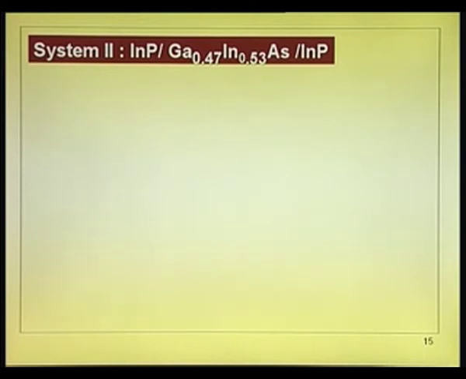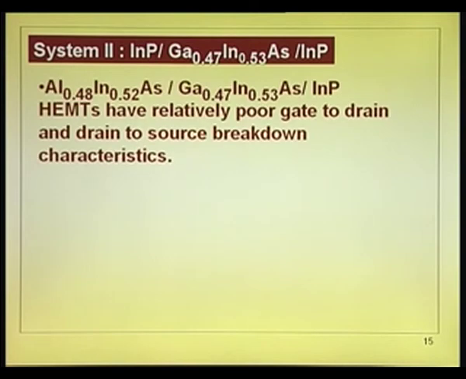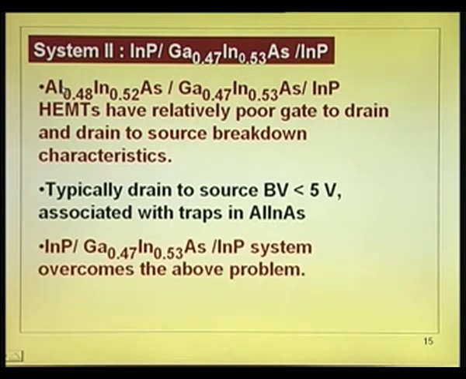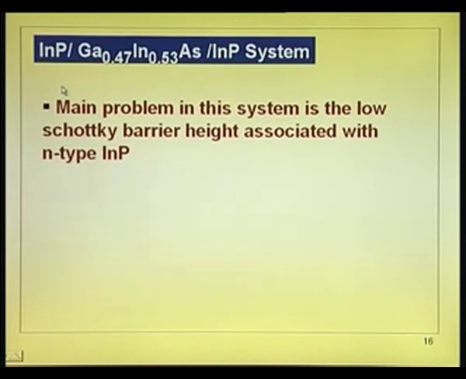System 2, but let us quickly go through that. System 2 is, instead of aluminum indium arsenide, you put indium phosphide. It has not flourished so much, but people have projected it and tried various things. The first type, aluminum indium arsenide or gallium indium arsenide, gives breakdown voltage less than 5 volts. They said let us try putting indium phosphide in that place, because the former contains a lot of aluminum. This overcomes the above problem, and you get about 10 volts or so.